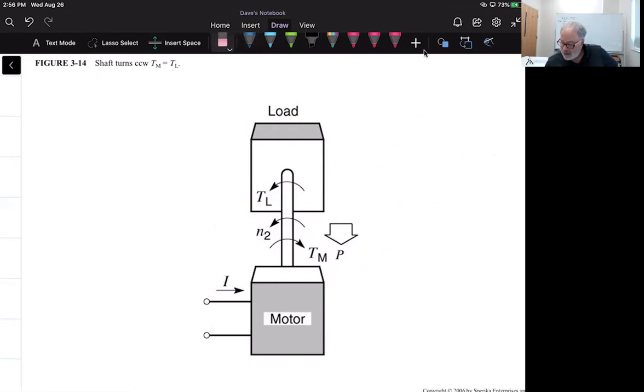This interaction occurs throughout the operation of electrical machines. He goes on to say in this figure 3.14, here's the motor torque, right, in the clockwise direction. And now the speed is acting in the opposite direction. And in that case, the load is supplying power to the motor.